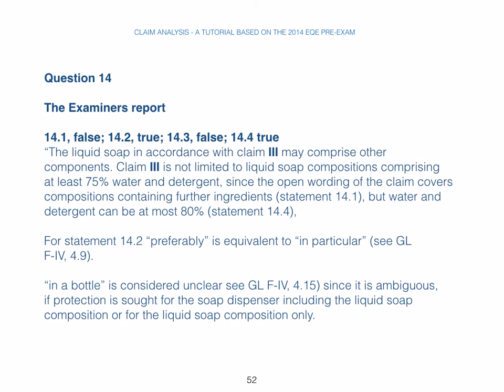So, what did the examiners say for question 14? They said, Liquid soap in accordance with Claim 3 may comprise other components. Claim 3 is not limited to liquid soap compositions comprising at least 75% water and detergent, since the open wording of the claim covers compositions containing further ingredients, statement 14.1, but water and detergent can be at most 80%, statement 14.4.